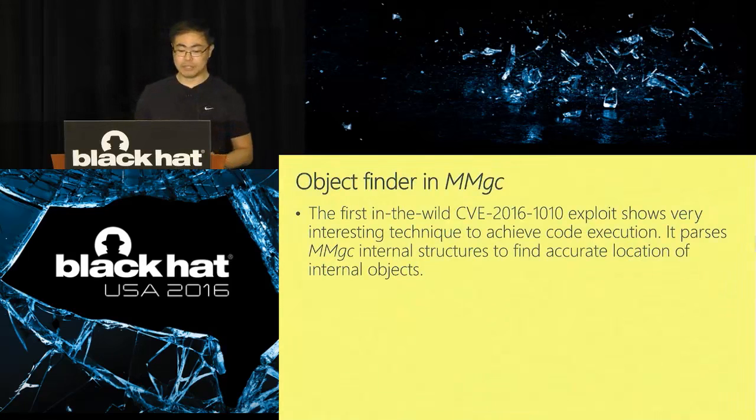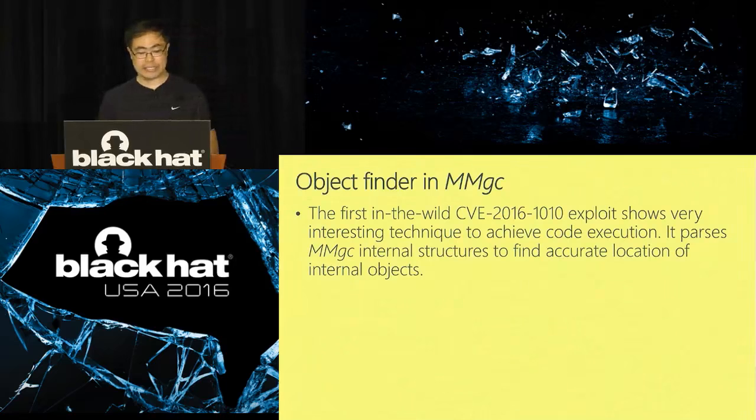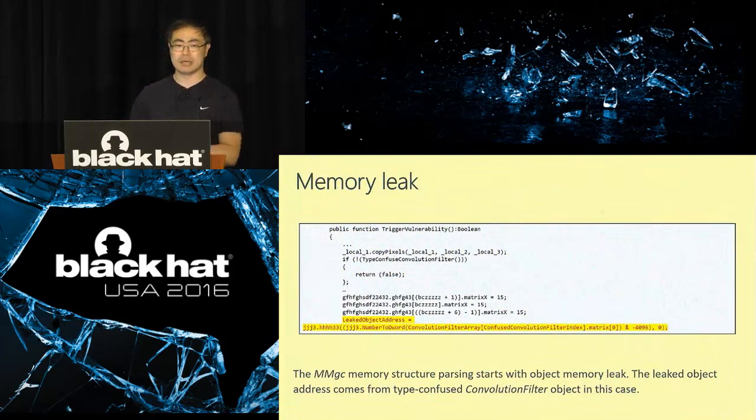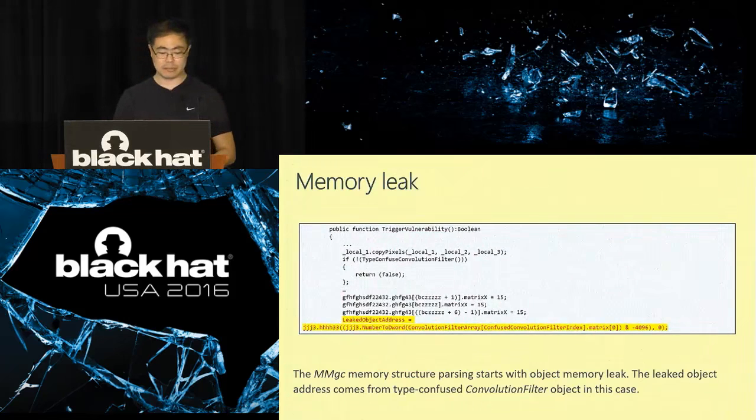We observed a full-blown object finder inside MMgc. The first in-the-wild CVE-2016-1010 exploit showed a very interesting technique, actually parsing the whole MMgc internal structures. We are going to talk about how they wrote it and how it works. The first stage is leaking some native memory out of an internal object.